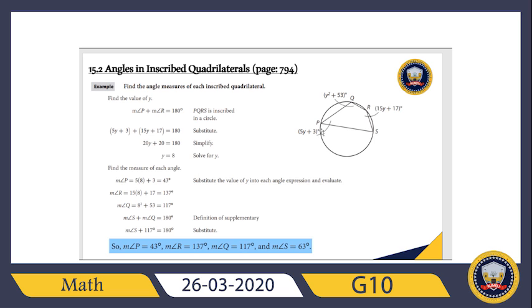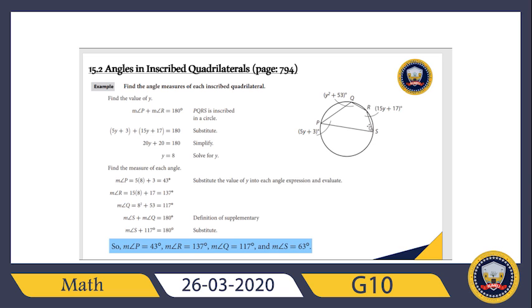Now for the angle P, it is 5y plus 3. What is y? It's 8, so it's 5 times 8 plus 3, which is 43 degrees. The measure of R, again, substitution, gives us 137 degrees. The measure of Q is y squared, which is 8 squared plus 53, equals 117 degrees.